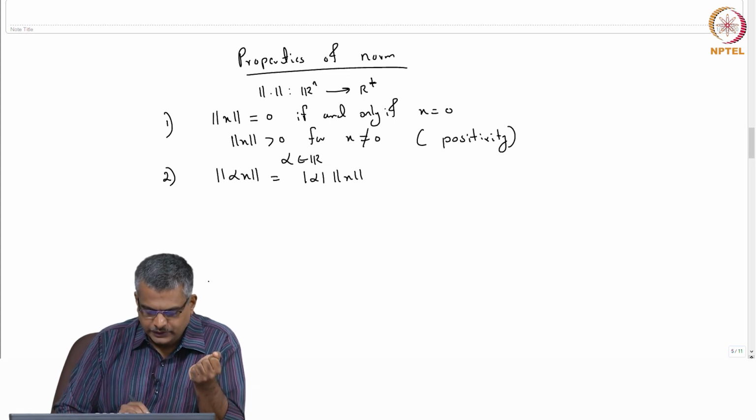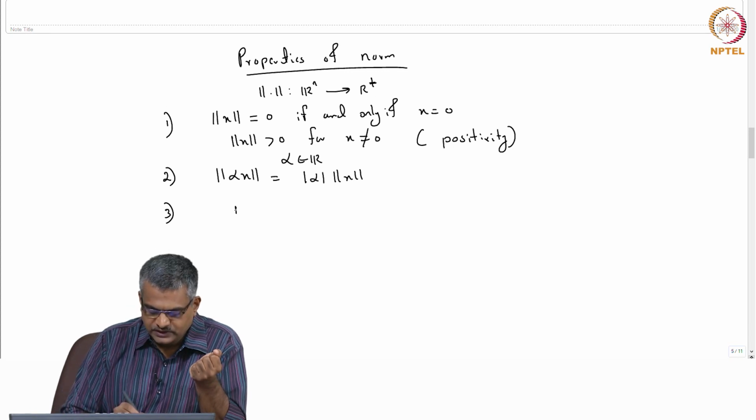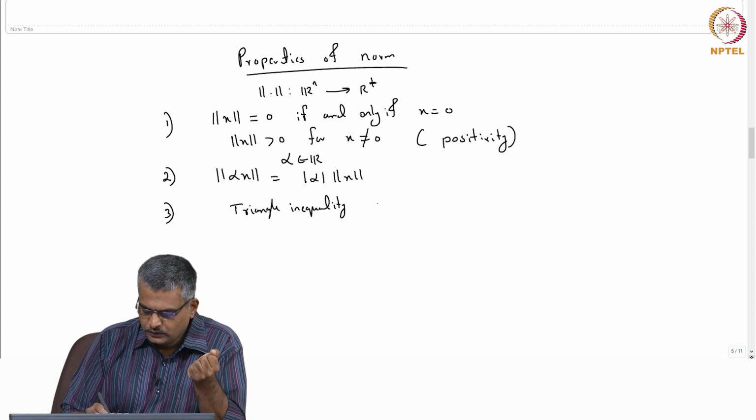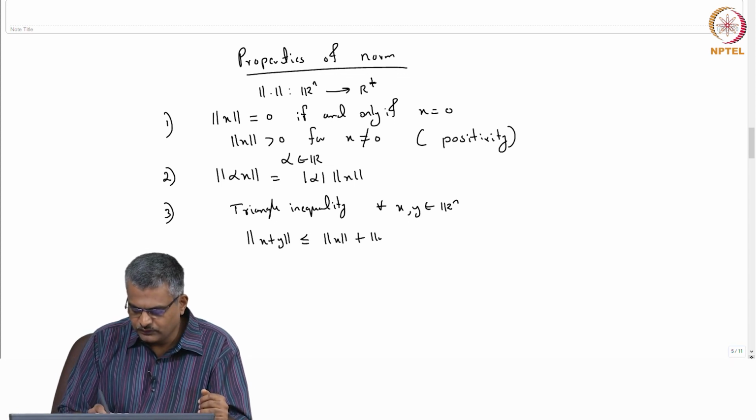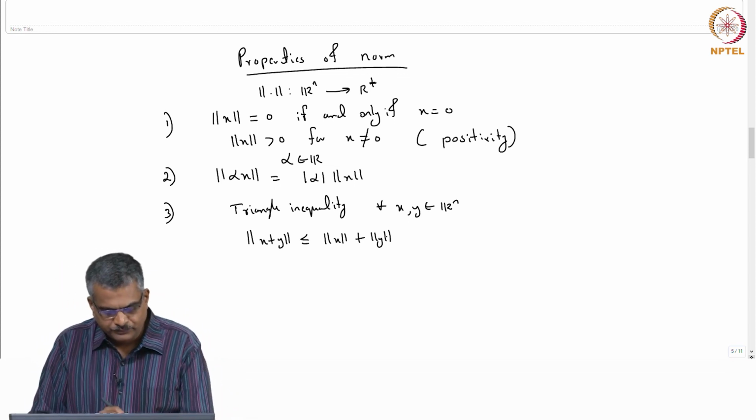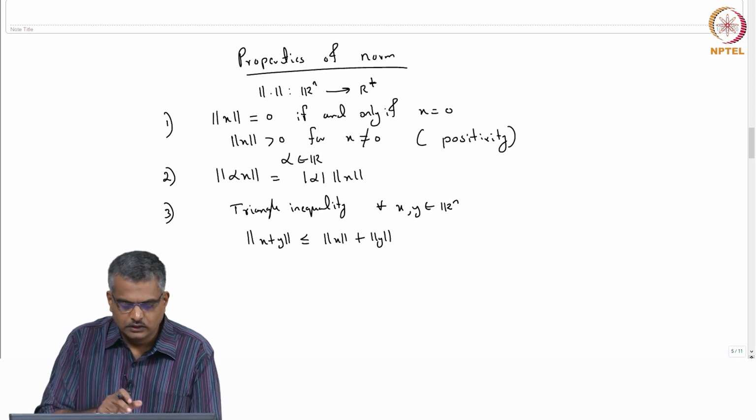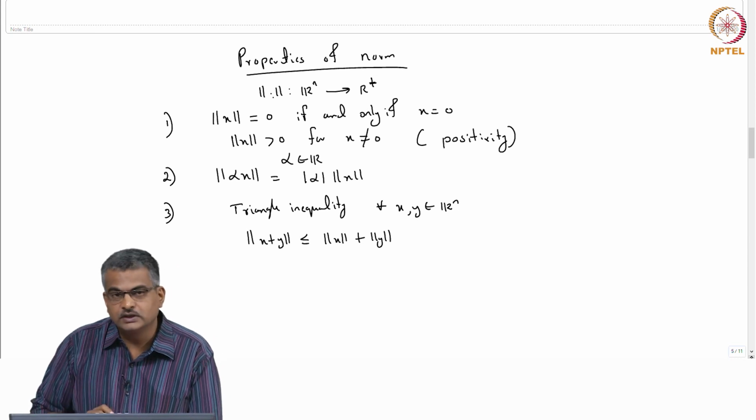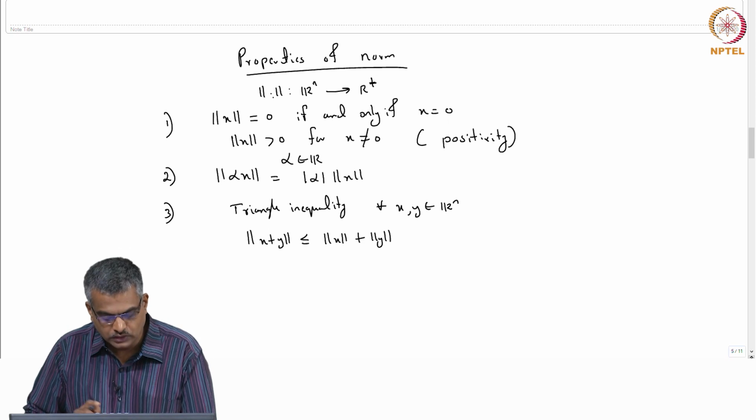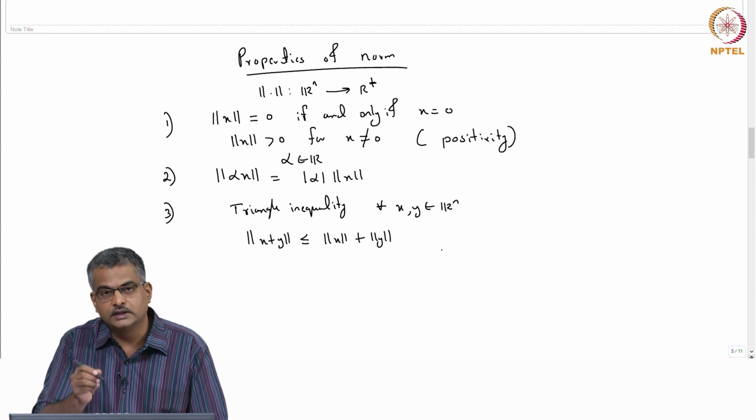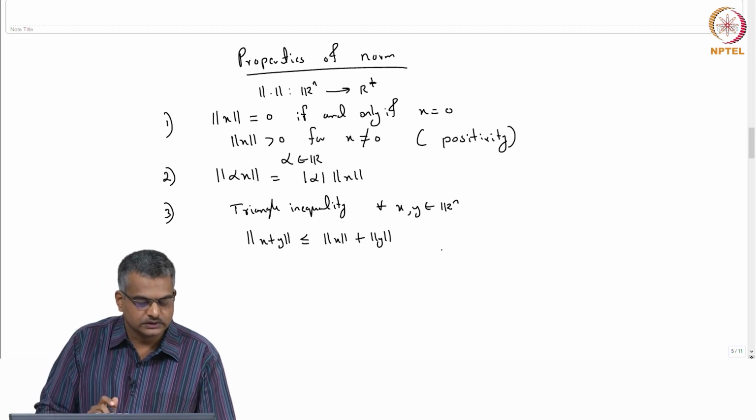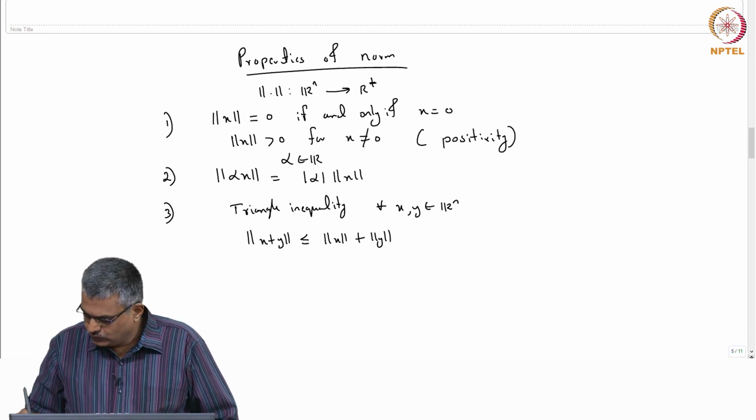The second property is about scaling: norm of alpha times x, where alpha is a scalar, is nothing but the absolute value of the scalar times the norm of x. This is the scaling property. The third property, which is the most important property, is the triangle inequality. What does it say? For every x and y in Rn, norm of x plus y is less than or equal to norm of x plus norm of y. These are the three properties for this function to qualify as a norm. As I said, one can come up with your own definition of norm as long as it satisfies these three properties. As an exercise you can check that the Euclidean norm which we defined earlier satisfies all these properties. I will give more examples of norm.